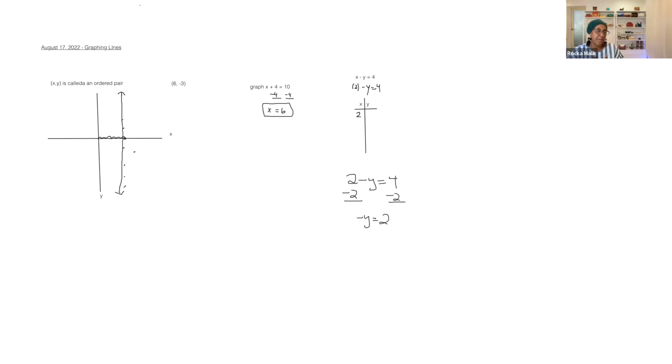So I'm going to go through and change the sign of this y. And remember, whatever I do to one side, I do to the other side. So if I'm going to change this to be a y, which is the opposite of negative y, then I'm going to change this to be the opposite of 2, which is negative 2. So if my x was 2, then my y would be negative 2.